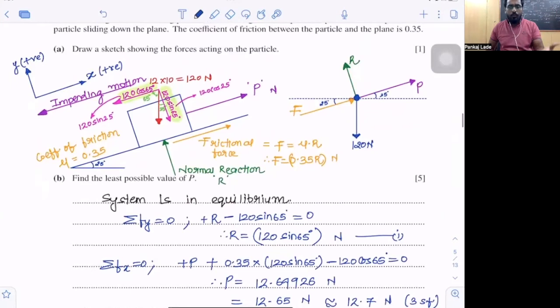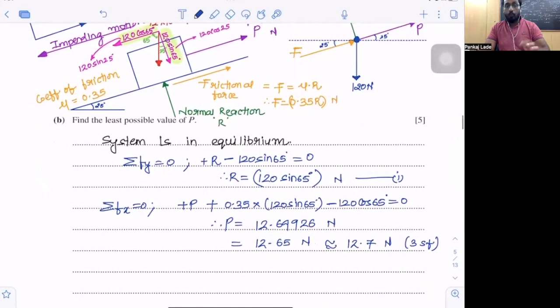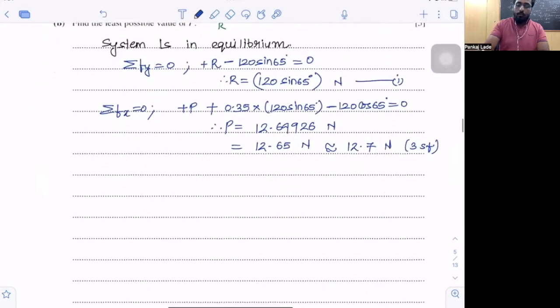See, it was only this much solution that you need to write, and you are going to get 5 marks for this. So be very presentable when you're writing solutions. The examiner should feel happy when he's checking your solutions. So that was all for this particular question.